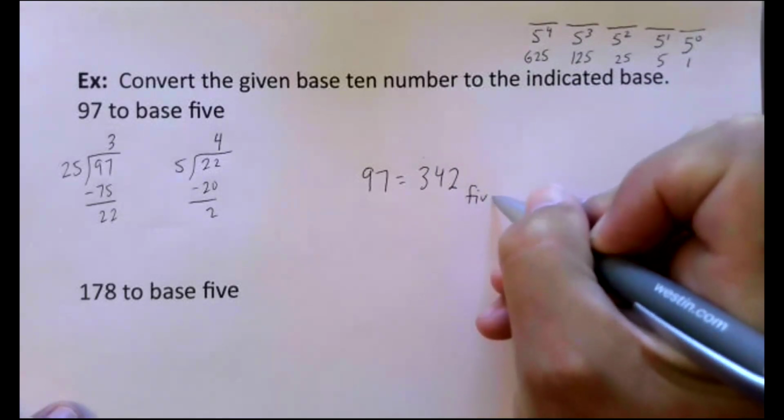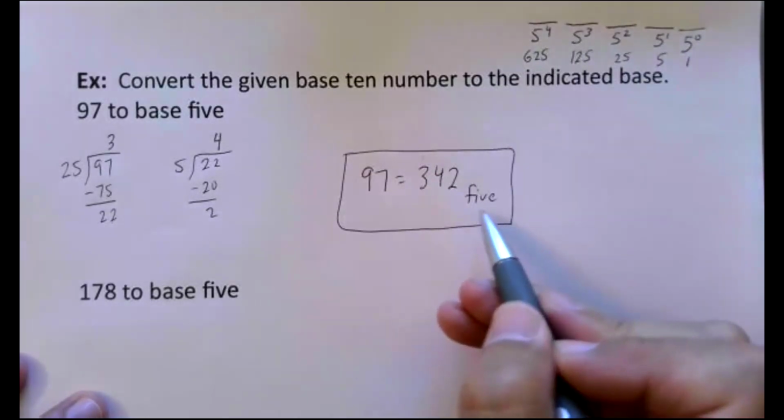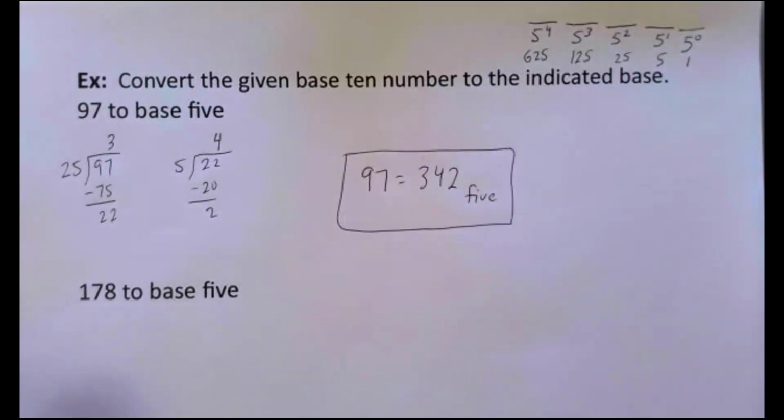342 base 5. It is important that you write the base number like I just did, because you need to say what base we're switching it into.